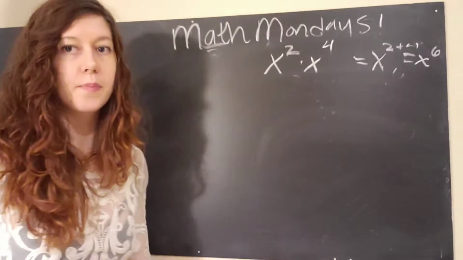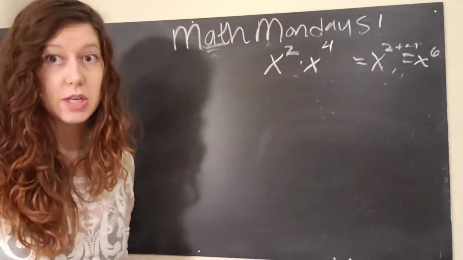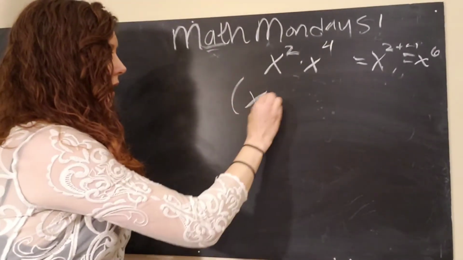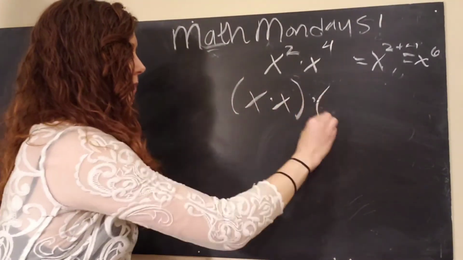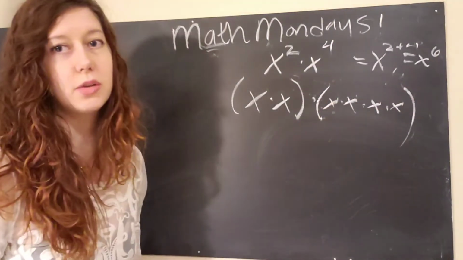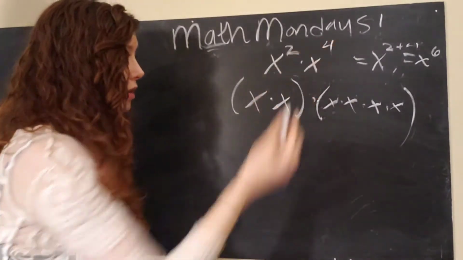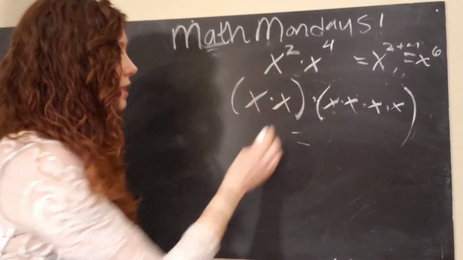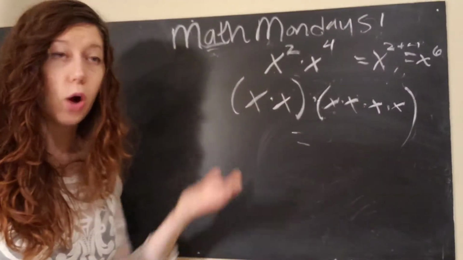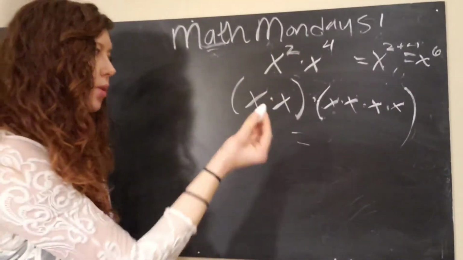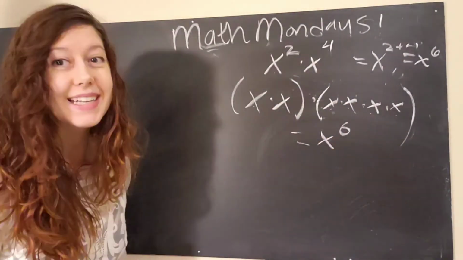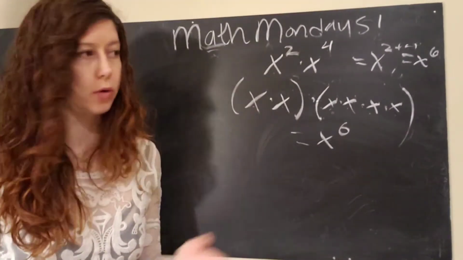Why does this work? Well, if we wanted to take some time and write out all of these numbers, we would get x times x times x times x times x times x. Oh, I'm way too lazy to write that all the time, so that's why we use exponents. But you can see that when you write it all out, you can count them to figure out what exponent you're going to have at the end. So in this case, we have 1, 2, 3, 4, 5, 6. X 6 times. Pretty straightforward, right?